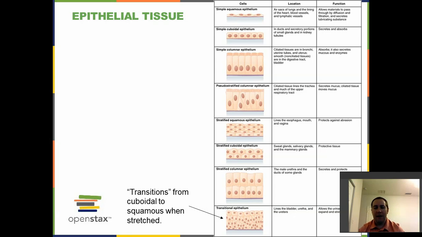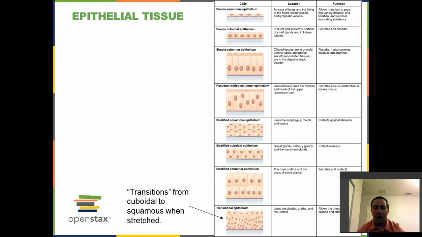Stratified cuboidal, like with the simple cuboidal, can be found in glands, particularly sweat glands and salivary glands. It is for secretion. It's also for protection. If you're taking notes, I would suggest putting secretion in here also, along with protective.